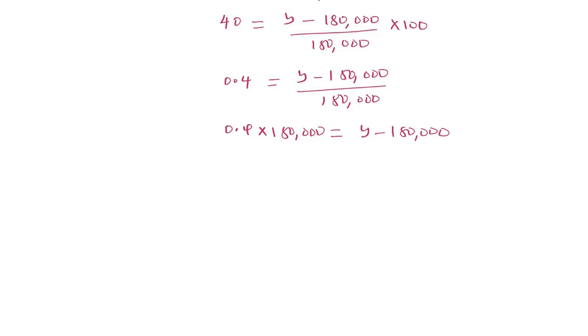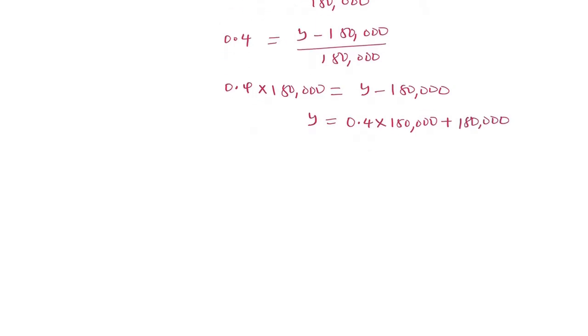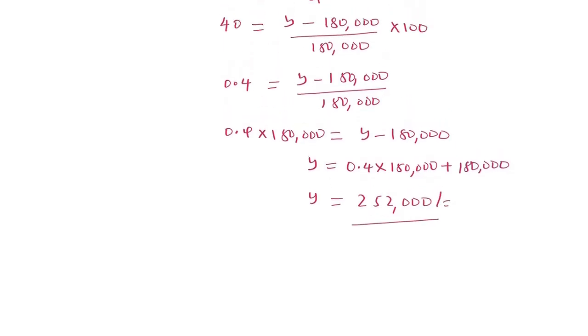Okay, so next we are going to collect the constant terms and make Y the subject. Then our equation is going to be Y equals 0.4 times 180,000 plus 180,000, of which after solving the values, we are having Y equals 252,000. And this is going to be shillings for the selling price.